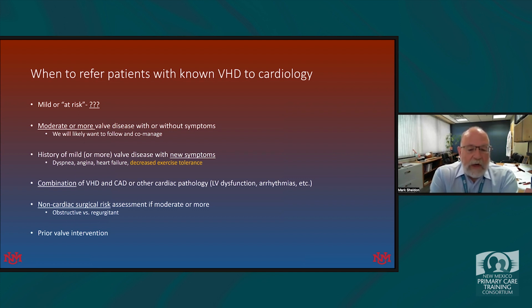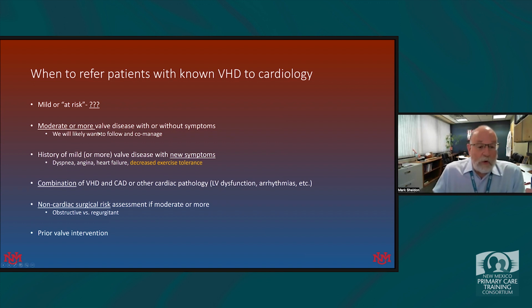But it's certainly not unreasonable to send these patients to a cardiologist for an evaluation, at least so that they're known to somebody and they can then set up perhaps follow-up studies or visits in a couple of years or a few years down the road.